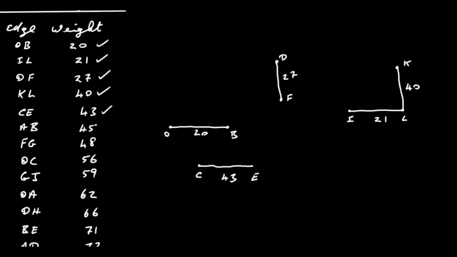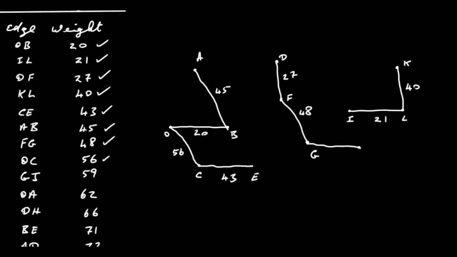And AB then is 45. So A was actually up here. That comes down here to B, and that has a weight of 45. FG is the next one. So F to G, G is down here somewhere, and that has a weight of 48. And the next one is OC, and that has a weight of 56. GJ, so from G to J, J is actually out here. That's going to come along here, and that has a weight of 59.